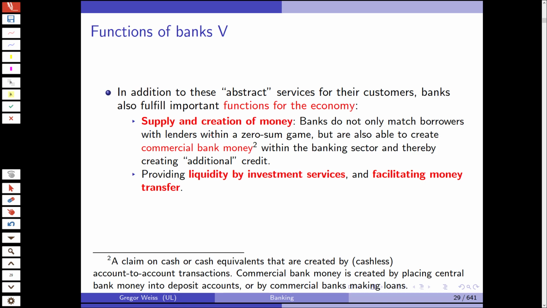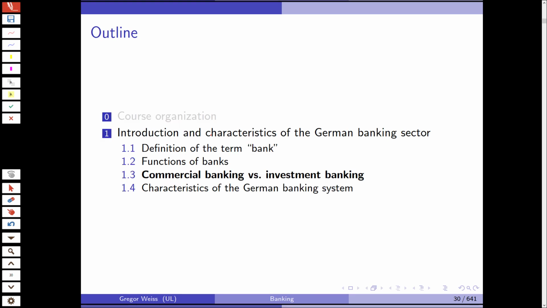So money creation, Geldschöpfung, payment services, Zahlungsdienstleistungen, und Kreditvergabe, lending. Those are definitely the three main important, systemically relevant and economic functions of a bank. Okay. Commercial versus investment banking. Everything I've talked about now is basically commercial banking, Geschäftsbanken, commercial banking.